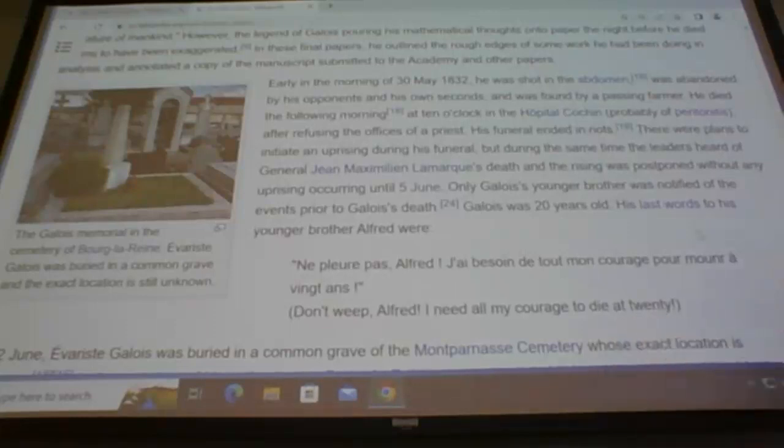His last words, after he died, not the same day, but his last words to his brother Alfred: "Don't weep, Alfred. I need all my courage to die at 20." So kind of a sad story. We might have got more interesting stuff from polynomials if he'd lived. All right, so there's some interesting stuff to wake you up, hopefully.